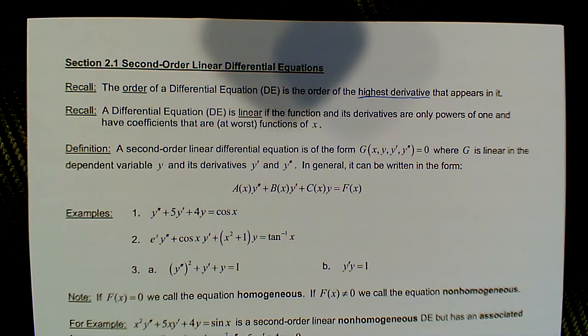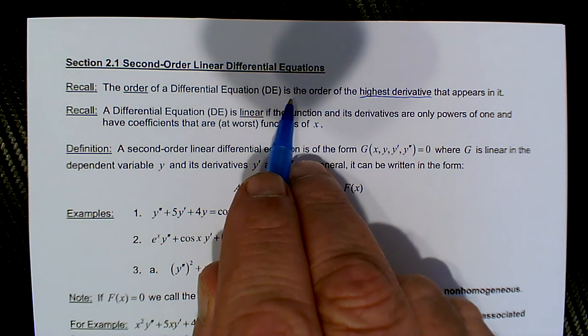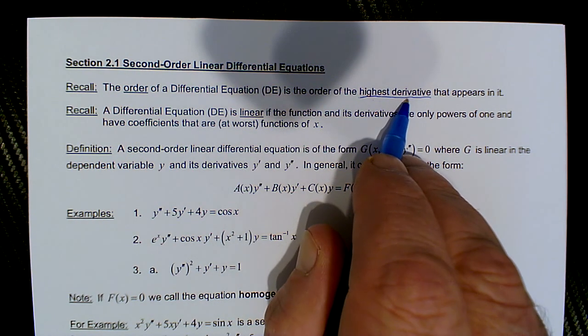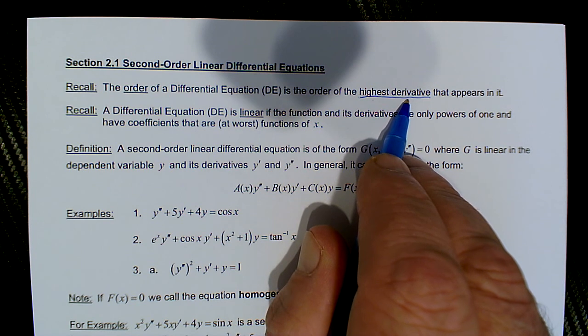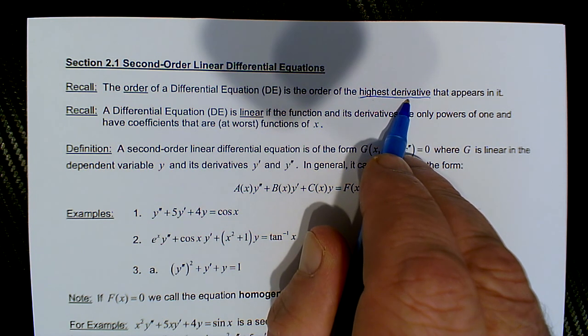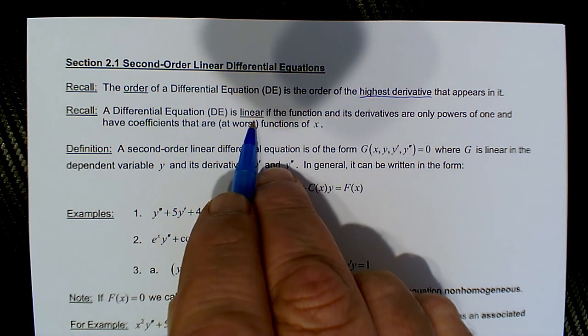In chapter 1, we looked at first order linear differential equations, so now we turn our attention to higher order linear differential equations, and we start in section 2.1 with second order linear differential equations. And recall that the order of a differential equation is the order of the highest derivative that appears in it. And also we say that it's linear.